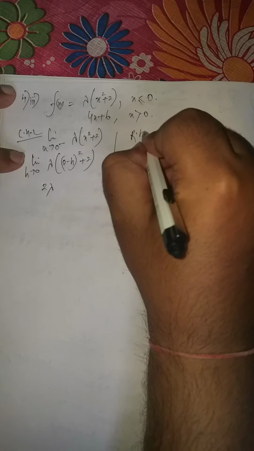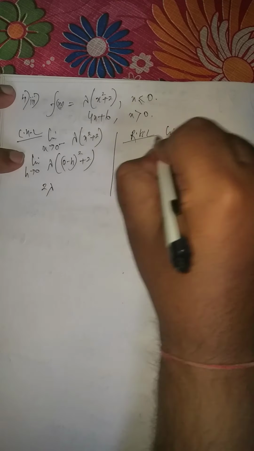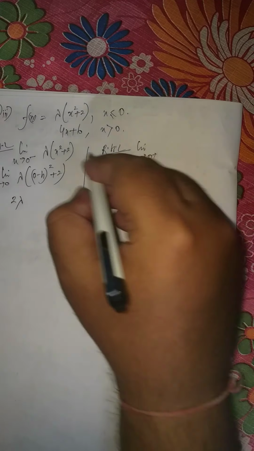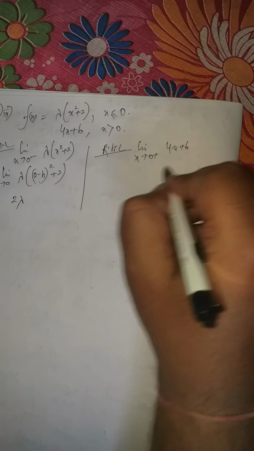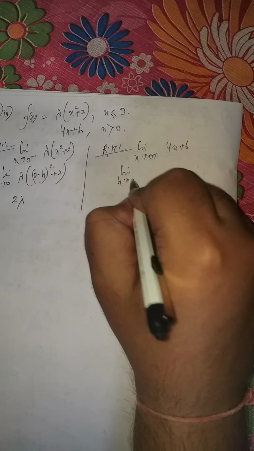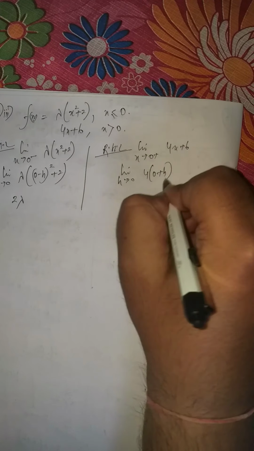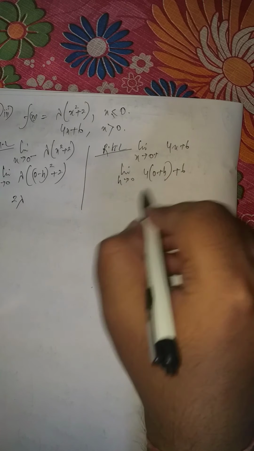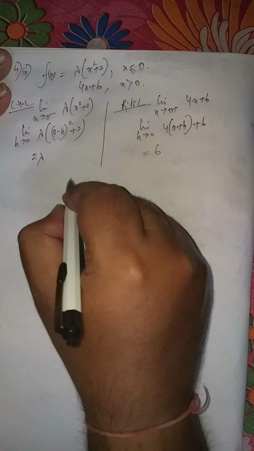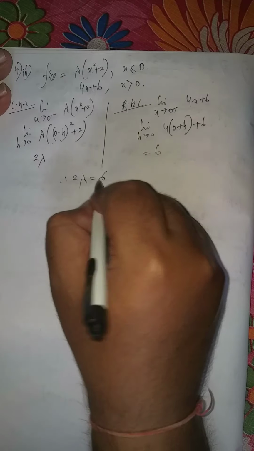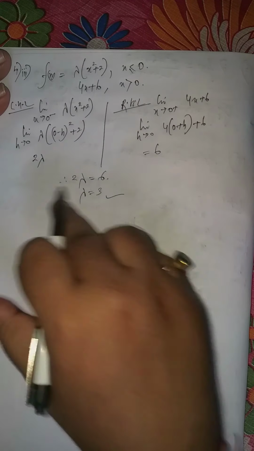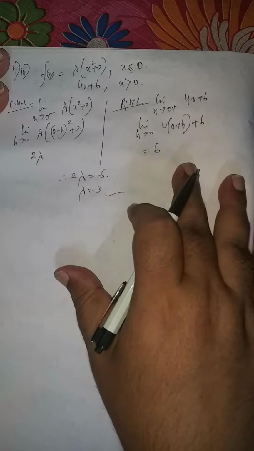For RHL, limit x tends to 0 plus, greater than 0, that is 4x plus 6. Again, limit h tends to 0, replace x with 0 plus h. Again, put the values, 6. Now, if the function is continuous as per the question, then 2 lambda must be equal to 6, or lambda equals 3. So like this you can find the value of the unknown.